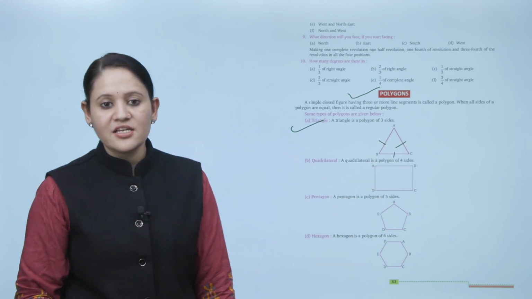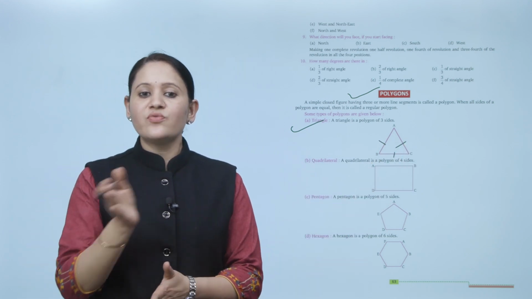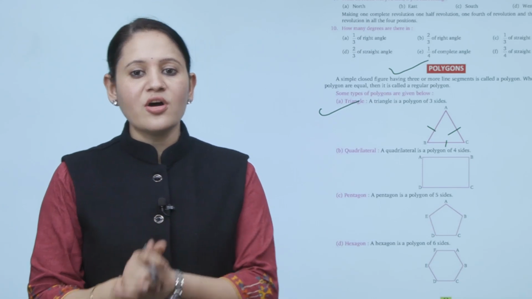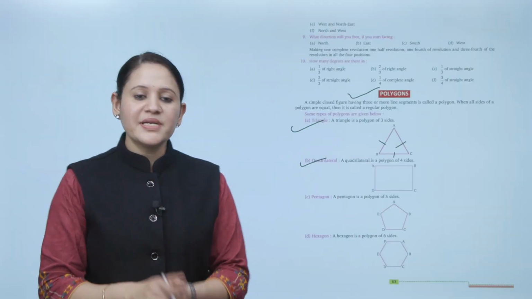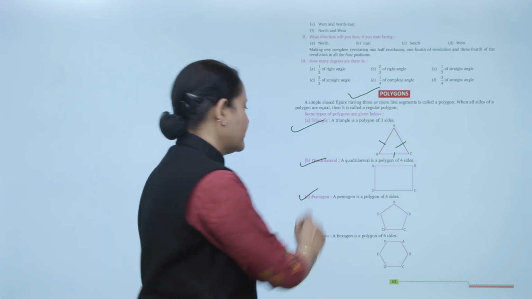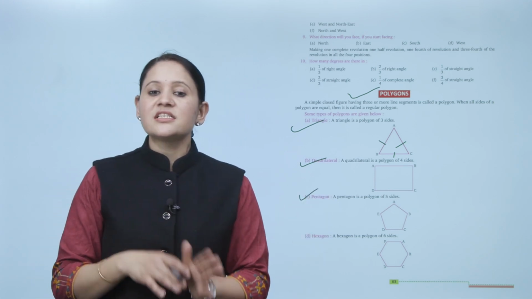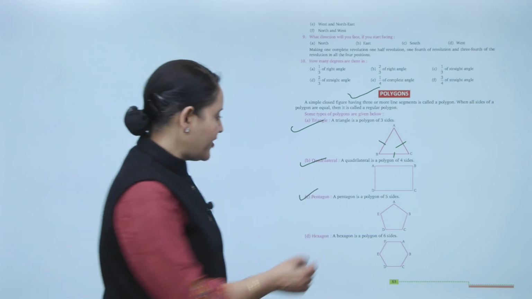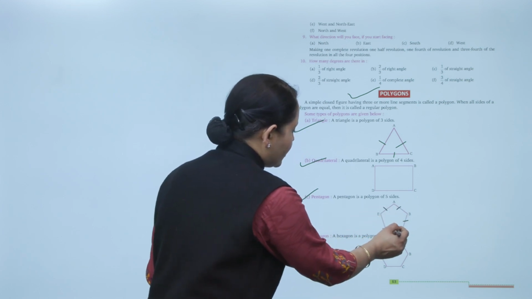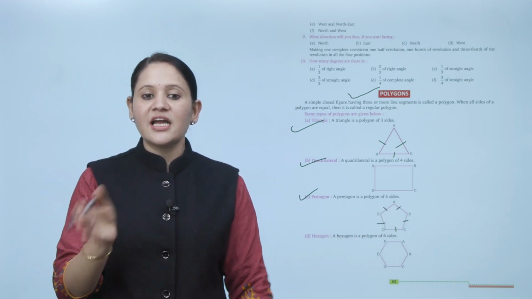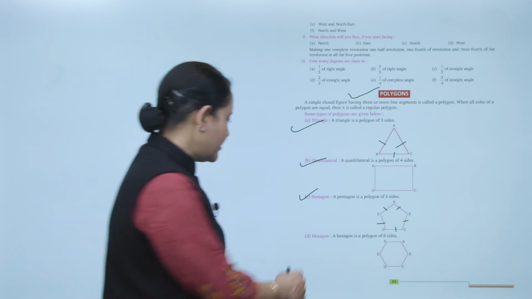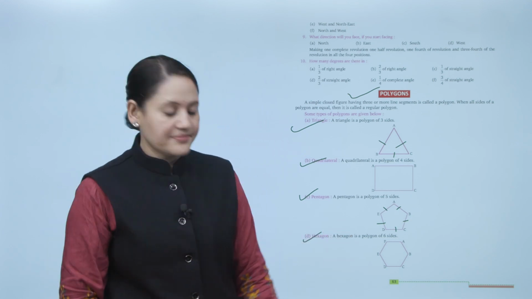These are 3 sides. Quadrilateral, quad means 4. A quadrilateral is a polygon of 4 sides. So this is a quadrilateral. Next is pentagon. A pentagon is a polygon of 5 sides. Here 5 sides: 1, 2, 3, 4, 5. So this is a pentagon. Hexagon, hexa means 6. A hexagon is a polygon of 6 sides. So this is a hexagon.